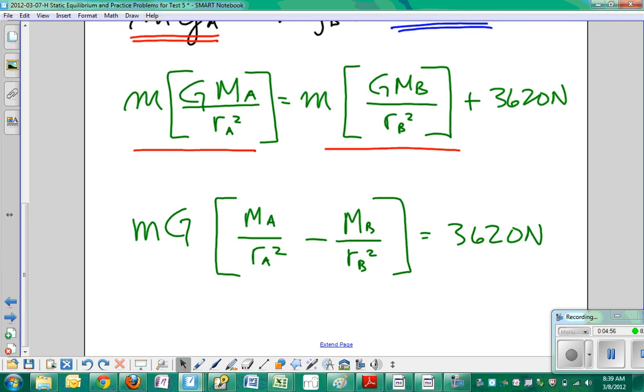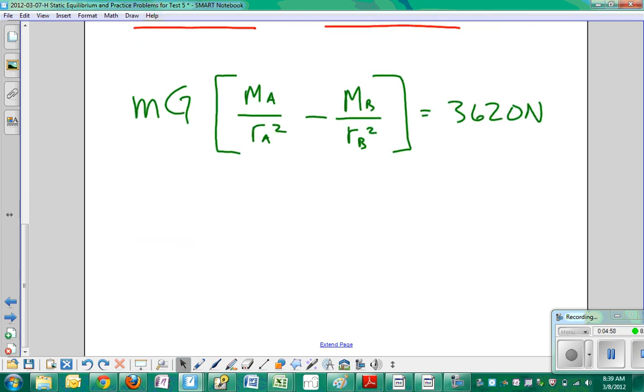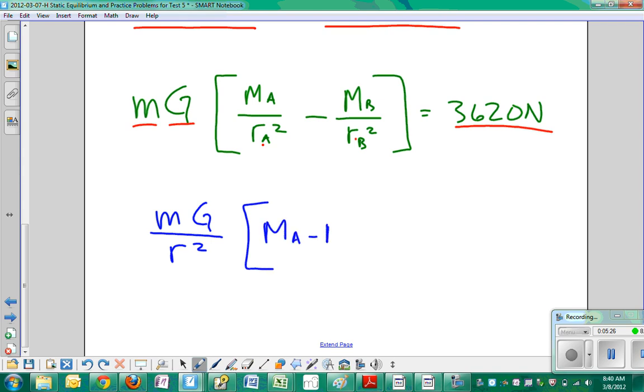Everybody okay there? So right now we've got this, we know this, we know this, and we know that the radii are the same. Isn't that correct? All right, so these we'll just write as r squared, because it doesn't matter. We don't need to distinguish them. So we'll rewrite this as mg over r squared is equal to ma minus mb.